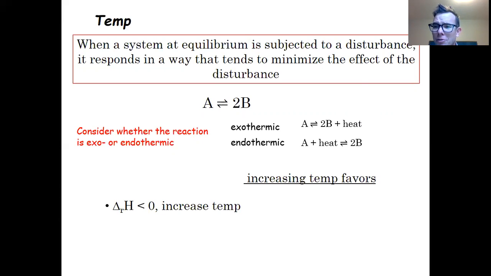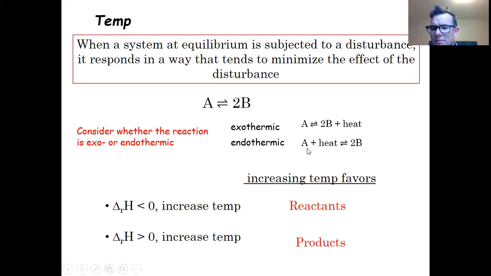Sorry, if I have an exothermic reaction and I increase the temperature, I'm providing heat to the system, I'm providing energy to the system, and it will shift towards the reactants. Shift this way. Conversely, if it's an endothermic reaction, delta H is positive. When I increase the temperature, I'm supplying energy to the system, and it will shift towards the products. Right?